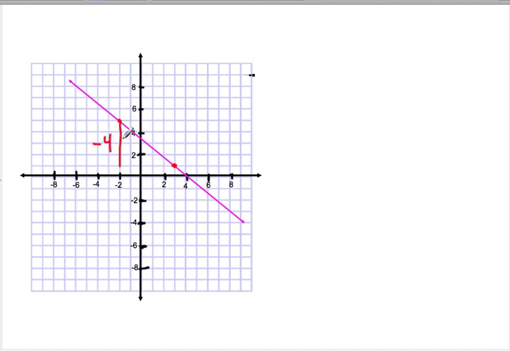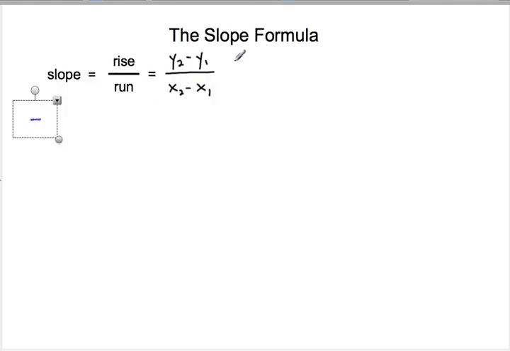Since we're going down, since we're not rising at all, it's a negative. And we're going to go right 1, 2, 3, 4, 5. And so the slope in this case, which is rise over run, equals -4 over 5. So we can have a negative slope as well. Which leads us to this equation here, the slope formula.